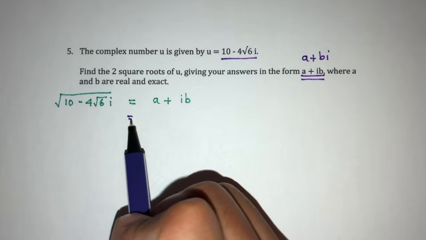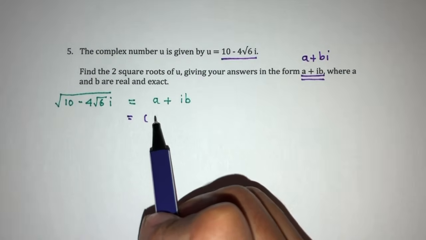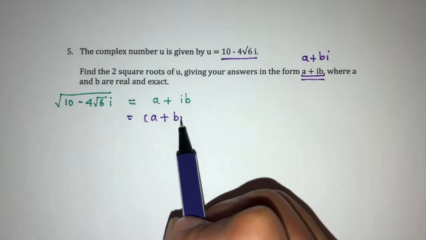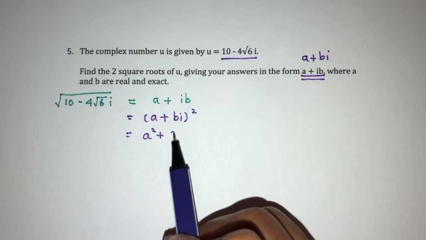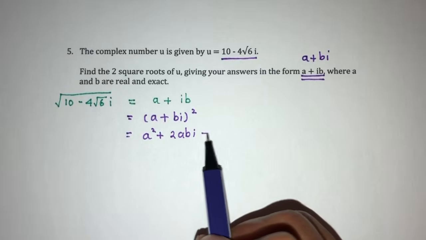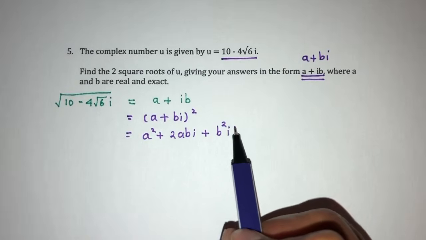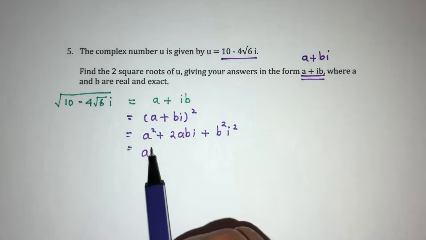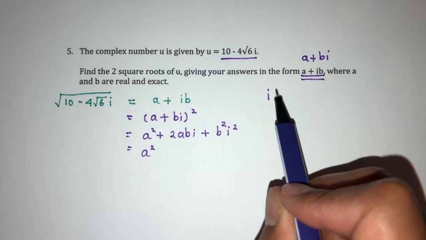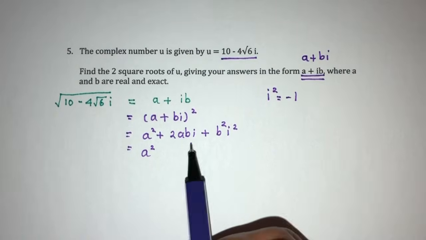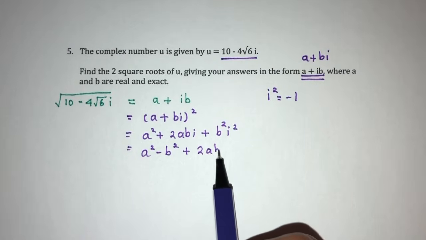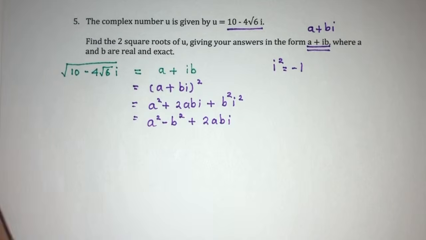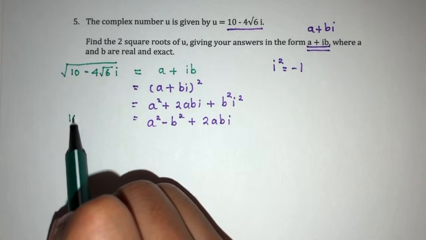Simplify. We have to square over here. You will have a plus bi squared. That will become a squared plus 2abi plus b squared i squared. Now we know that i squared is equal to minus 1, so it becomes a squared minus b squared plus 2abi. Right. Now we just compare the coefficients.